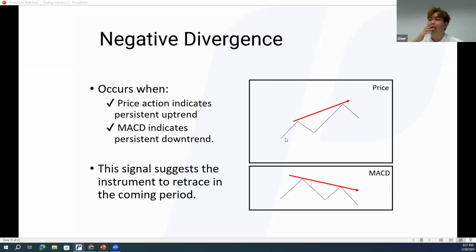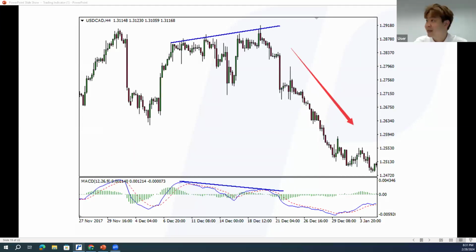And then this is negative divergence. Negative divergence is just the opposite. When the candlestick is going up and the MACD is going down, it's time for you to consider short positions. It might be going down in the future. So here is a real-life example. The candlestick is going up, but on the MACD, the previous high is much higher than the recent high. So we can consider short.